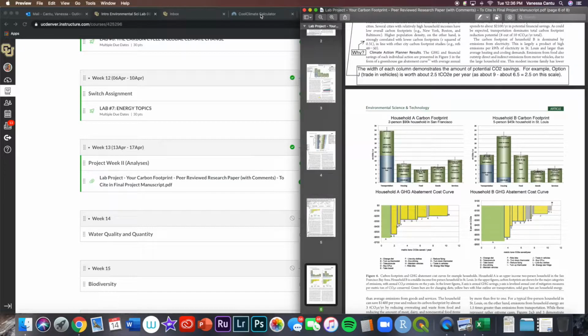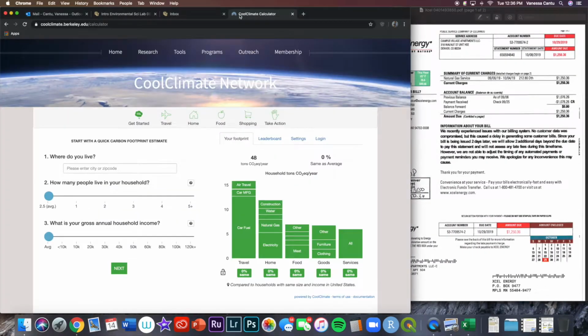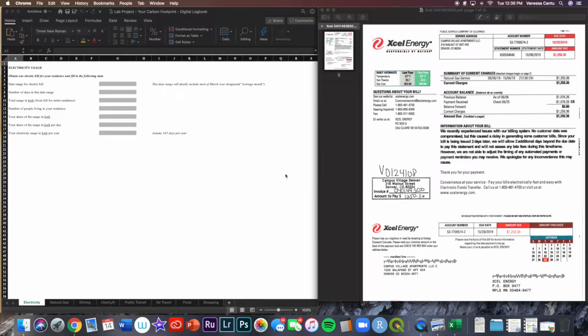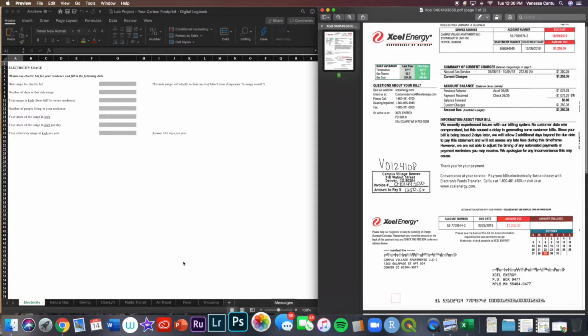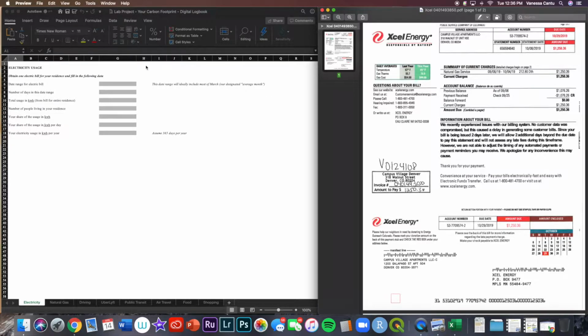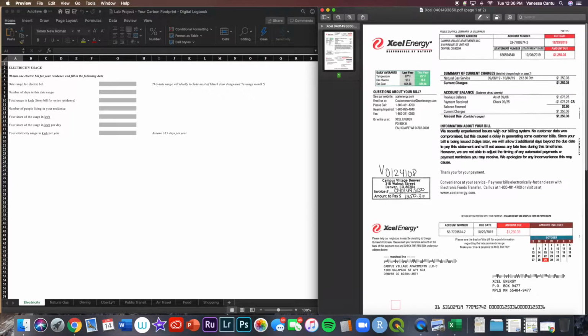So with that covered, minimize that. We're going to start the analysis. I'm going to go through each one of these tabs as they relate to the final project. The first part we're going to go through is the electricity portion of the data logbook. For those of you who lived on Campus Village, I have the Excel bill. If you don't have your Excel bill, you're going to be using this data that I'm going to input into the Excel sheet right now.